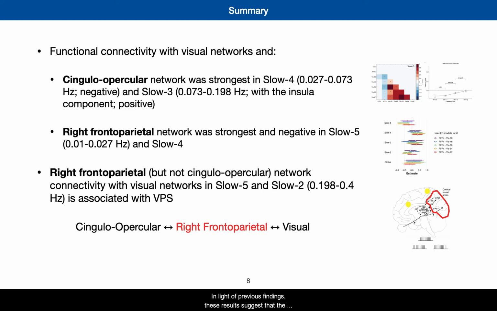In light of previous findings, these results suggest that the feature selection values that are generated in regions of the cingulopercular network might be transmitted indirectly to visual areas through right frontoparietal regions.